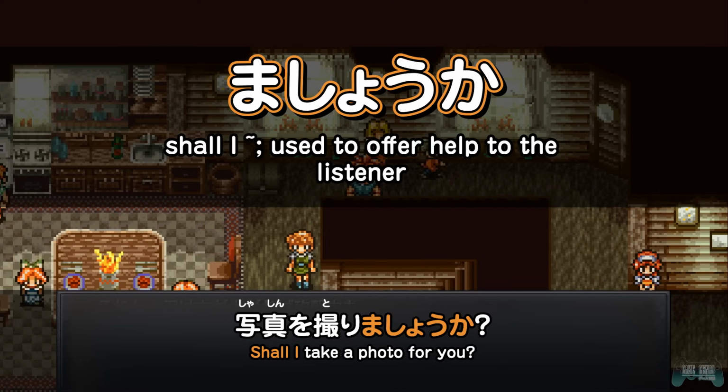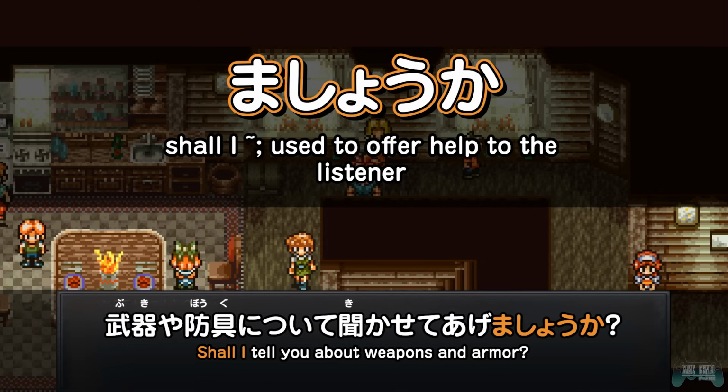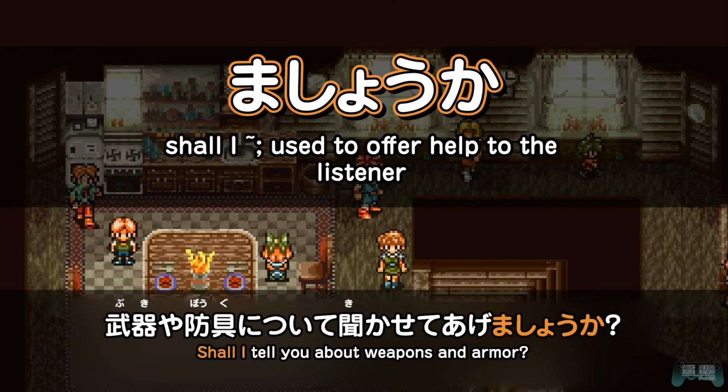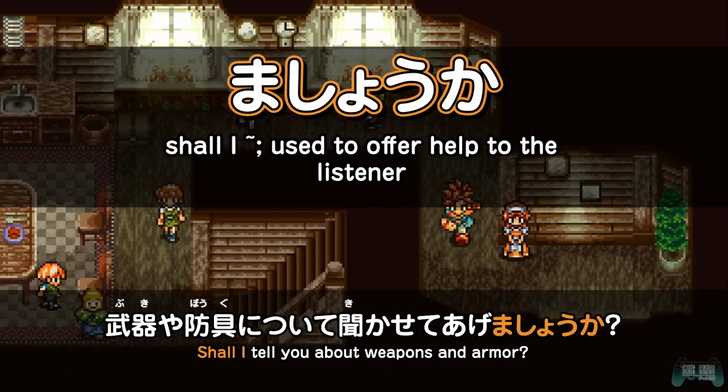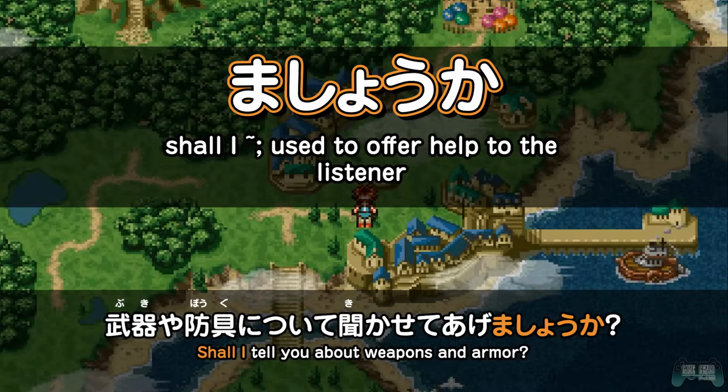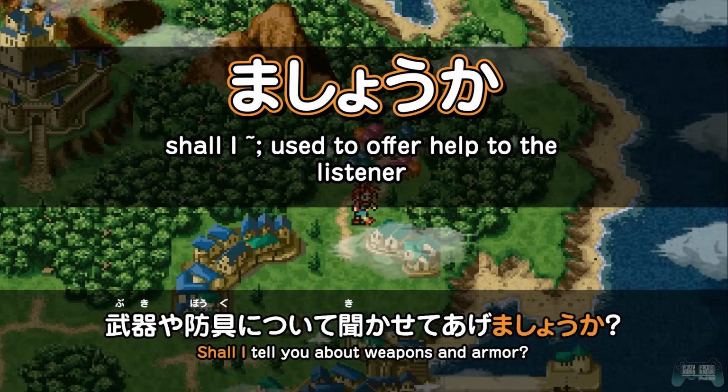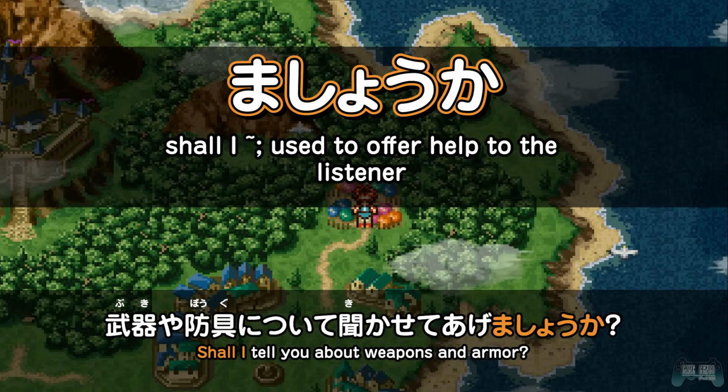写真を撮りましょうか? Or here in Chrono Trigger, when you go into the kind of help room at the beginning of the game, they ask you, shall I tell you about weapons and armor? 武器や防具について聞かせてあげましょうか?